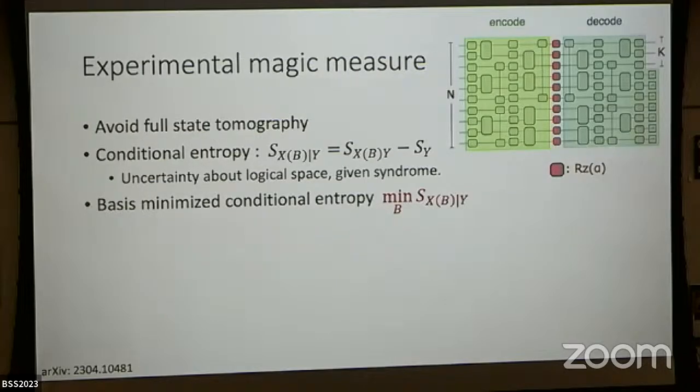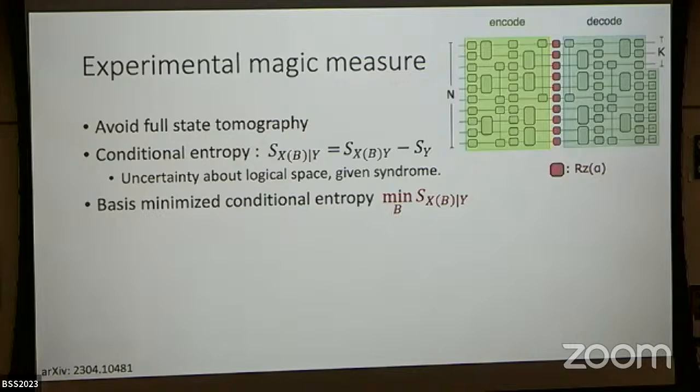Okay, all right. What's nice about this is that it avoids full state tomography, right? I'm looking at this distribution of measurement outcomes. Then we take it one step further and look at the conditional entropy, because we're conditioning on the syndrome outcome. This tells you the uncertainty about the logical space. So altogether, we take the basis minimized conditional entropy, conditioned on the syndrome outcome and then minimized over possible bases. This is what we use, though in the experiment we don't even minimize over possible bases.